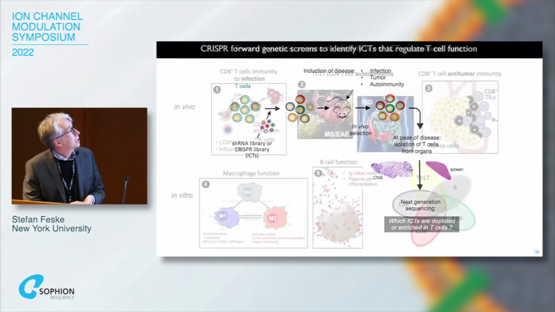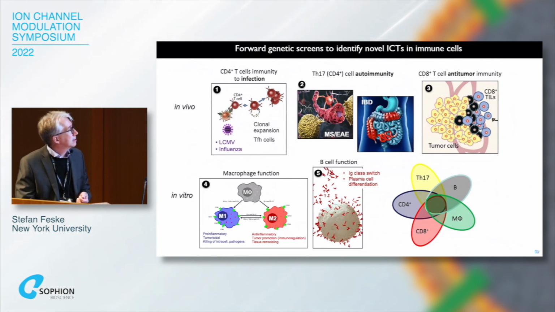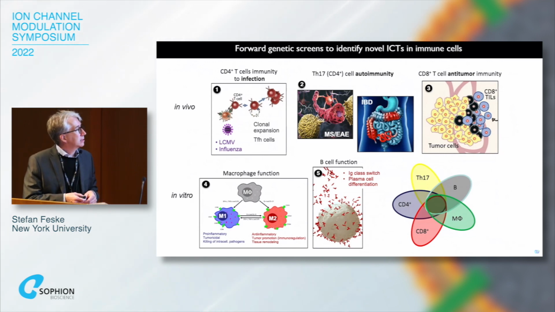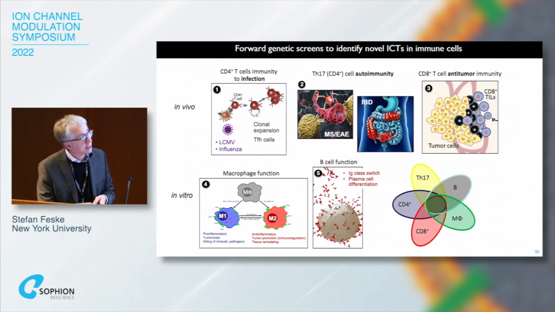We're doing this in a number of contexts: LCMV infection, flu infection, multiple sclerosis, IBD, tumors. In vitro, we are doing this in macrophages, M1, M2 polarization, B cell differentiation. And there are posters from our lab that you can look at. The hope is that we can identify ion channels that regulate different types of immune responses.